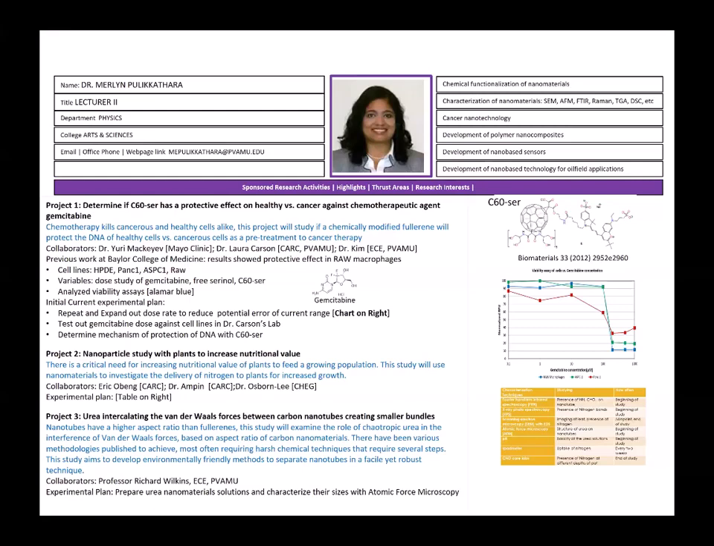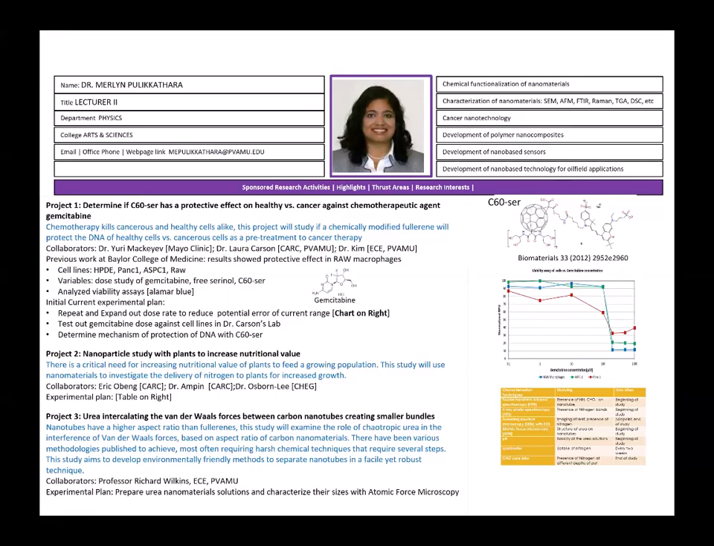The second project is with the Agriculture Department, Dr. Amapin, and collaborating with Dr. Osborne Lee in chemical engineering to see if different modes of delivery of nitrogen would make an effect on plant growth. We have our little experimental plan here on the right-hand side in the golden graph. The middle graph that you see was just the effect of dosing of gemcitabine on the different types of cancer cell lines. And this is the part of the project that we hope to continue in Dr. Carson's lab. And another one that I'm interested in doing involves atomic force microscopy.